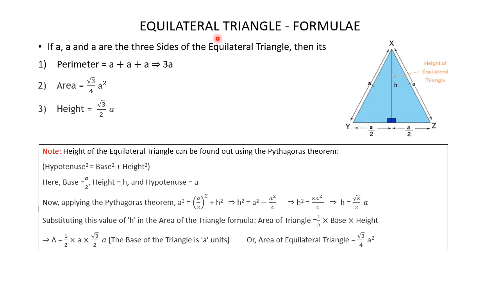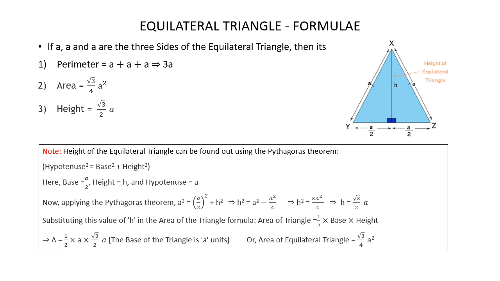Let's now look at the formulae for equilateral triangles. We know that in an equilateral triangle, all the three sides are equal. So, if a, a and a are the three sides of the equilateral triangle, then its perimeter would be equal to a plus a plus a, which is nothing but 3a. So, perimeter of an equilateral triangle is equal to 3a. Area of an equilateral triangle is equal to root 3 by 4 multiplied by a squared. Height of an equilateral triangle is equal to root 3 by 2 multiplied by a.